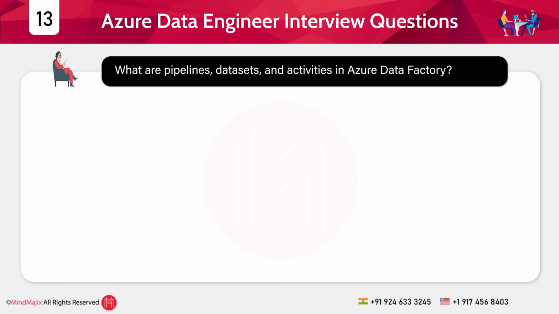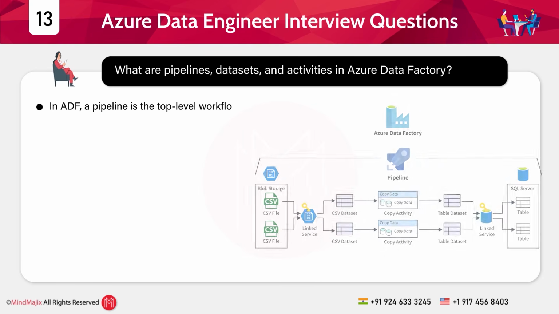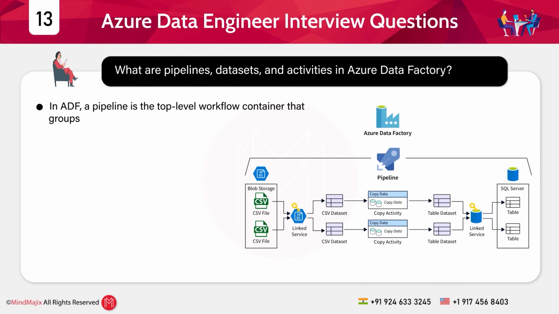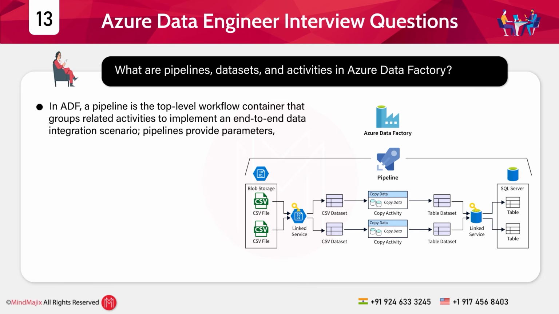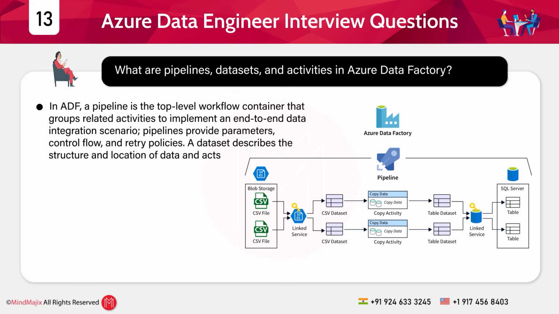If you talk about a pipeline, a pipeline is a top-level workflow container that groups related activities to implement an end-to-end data integration scenario. Basically, pipelines provide parameters, control flow, and retry policies. If you talk about a dataset, this describes the structure and the location of data, like the table, file path, or a folder pattern, and acts as a pointer used by the activities. Basically, datasets do not contain the data themselves.